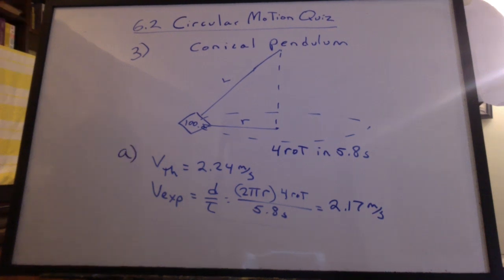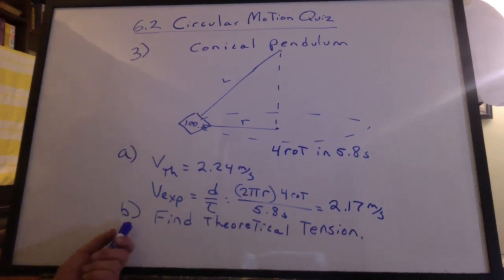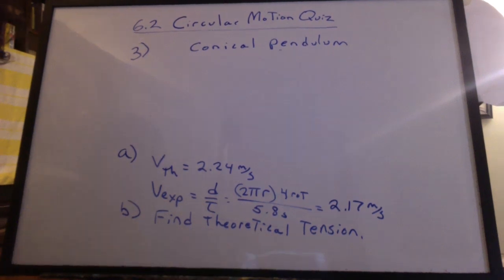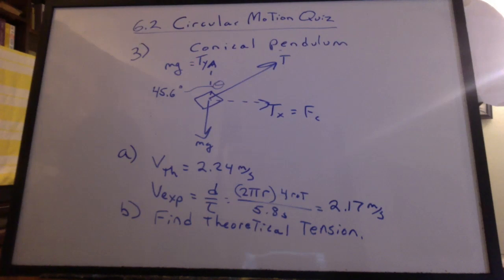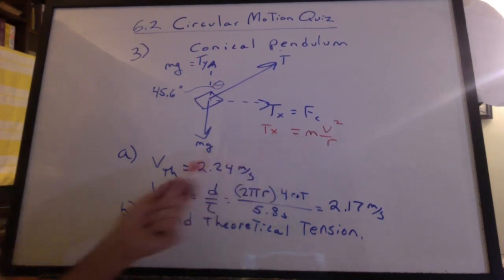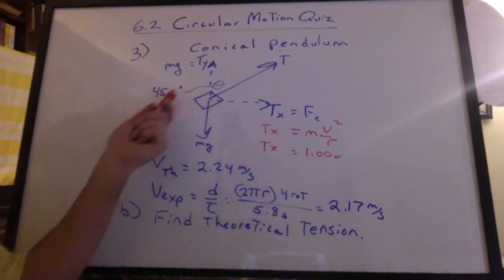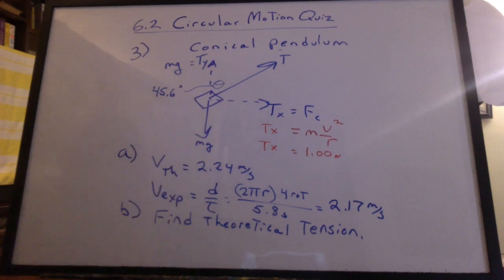Okay, that's great for part A. How about part B? Find the theoretical tension. Better pause the video and try it. We go right back to the free body diagram. If you know your FC theoretically using the theoretical velocity, hard to believe, but we got 1 Newton. If you know TX and you know the angle, you can get the tension.